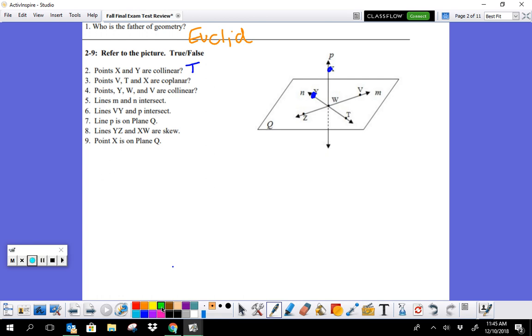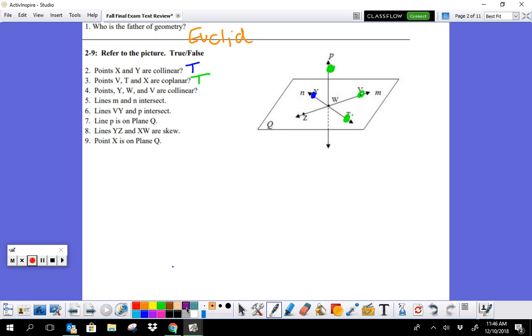Number 3, kind of the same thing goes here. Points V, T, and X are coplanar. Again, I don't even need to look at the picture because I need to know that any 3 points can make a plane. It doesn't matter where they are. So if you look at this picture, you see V, T, and X all the way up here. And I know in the picture they do not look like they are on the same plane, but any 3 points can make a plane. So that is going to be true.